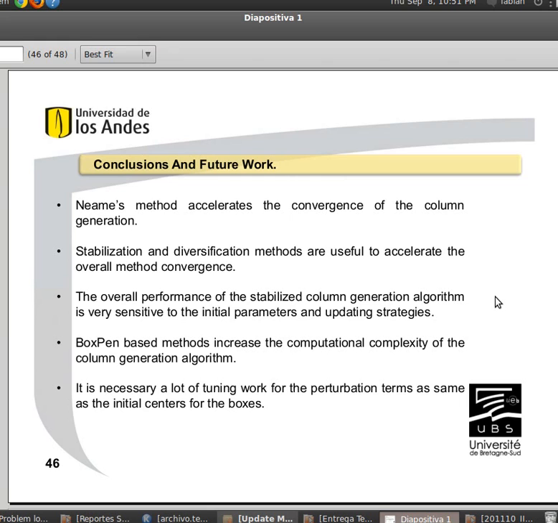The results show that the NIMS method could effectively accelerate, with regard to computational time, obviously, the overall convergence of the algorithm. Also, it was possible to observe that the box-plane-based methods could increase the complexity of the problem, and at each iteration the computational time for the auxiliary problem could increase. For the proposed methods, it was observed that they require a lot of tuning work, so the methods could be successful just after a complex calibration process.